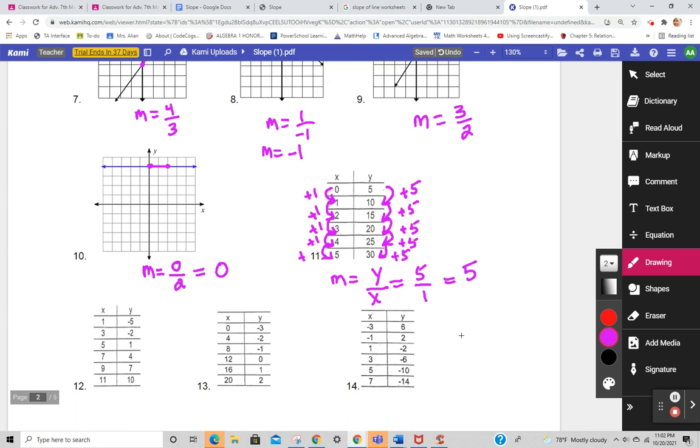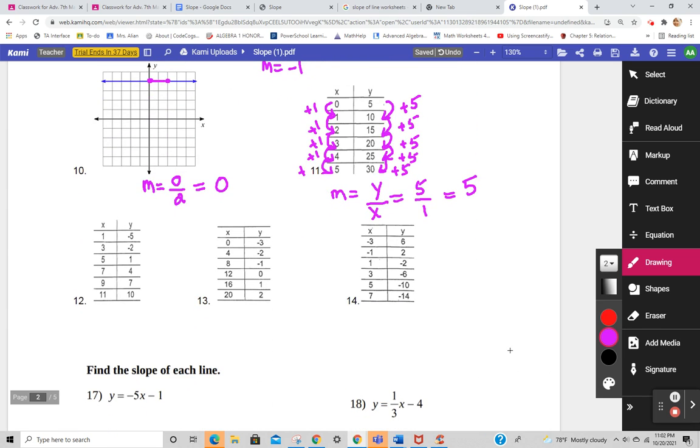All right, let's look at the next one. Find the slope. So we'll see how it's changing. From -5 to -2, we're adding 3. From -2 to 1, we're adding 3. From 1 to 4, we're adding 3. From 4 to 7, add 3. From 7 to 10, add 3.